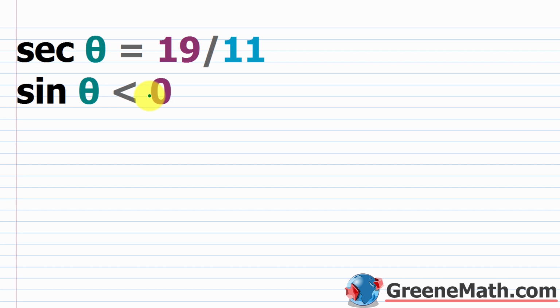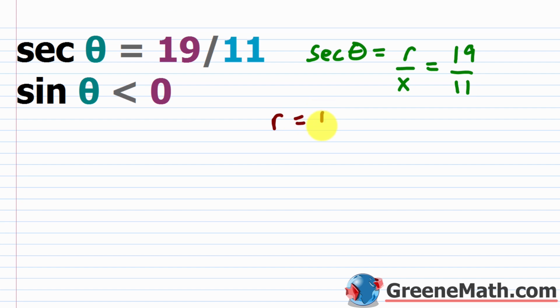Okay, so you can start this off in a few different ways, and there are also multiple ways to do it. But based on what we know so far, we know that the secant of theta is going to be equal to my r value over my x value. So if this is 19 over 11, then I know that my r value is 19, and my x value is 11. So that's important. So I know I'm going to need y, and how do I find y? Remember that r, by definition, is the square root of x squared plus y squared.